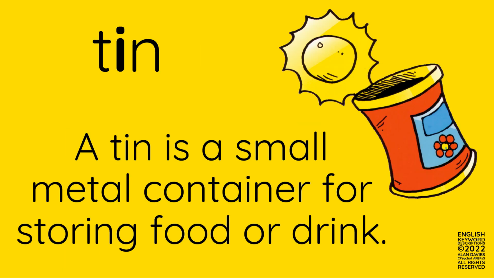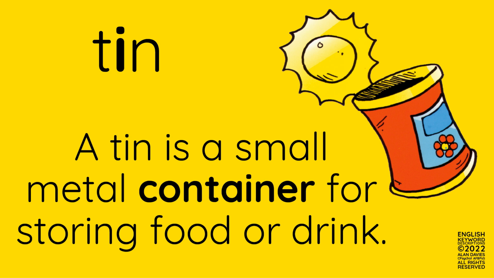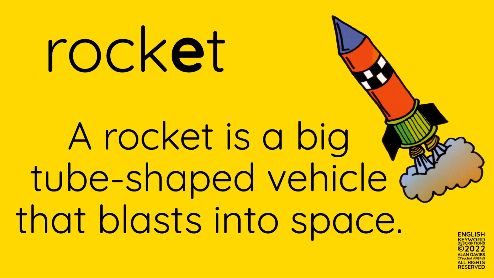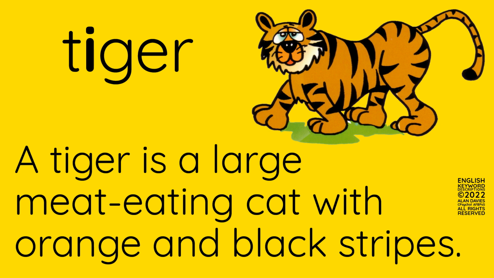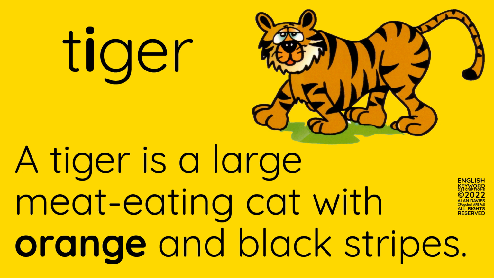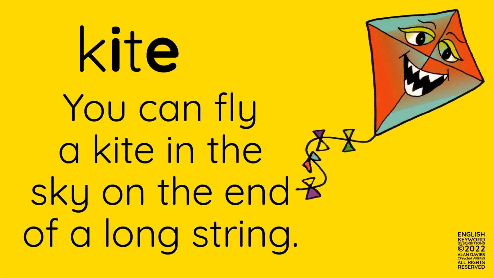Tin. A tin is a small metal container for storing food or drink. Rocket. A rocket is a big tube-shaped vehicle that blasts into space. Tiger. A tiger is a large meat-eating cat with orange and black stripes. Kite. You can fly a kite in the sky on the end of a long string.